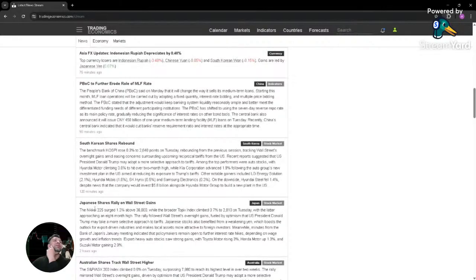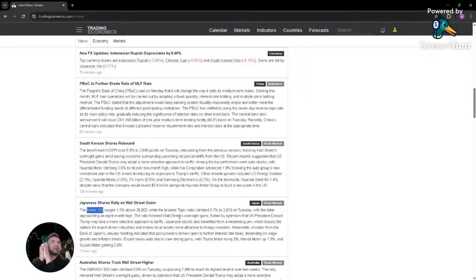So Nikkei is their index of Japanese stocks, and it surged 1.3% above 38,000, with the broader Topix index climbing 0.7% on Tuesday, approaching an 8-month high.